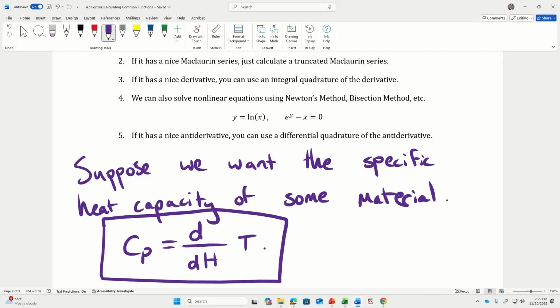And so while we can't directly evaluate the specific heat capacity, what we could do is use a differential quadrature on the temperature as a function of heat. And it's a funny function because you don't even know what the temperature as a function of heat is. The way you're evaluating that function is by taking temperature measurements as your material heats up. But that's an example of some way you could use a differential quadrature of an antiderivative. That's something you might do in thermodynamics research.